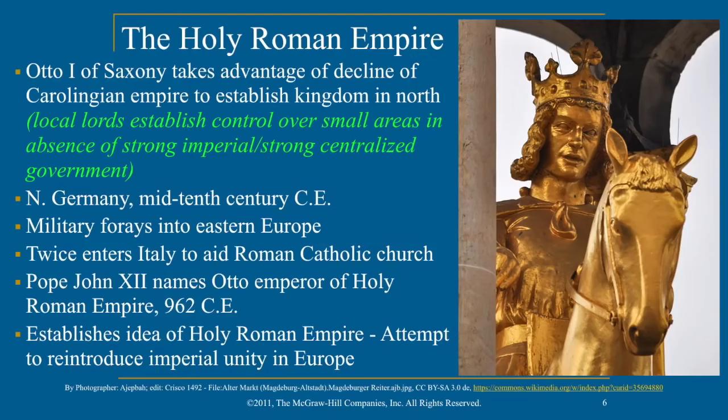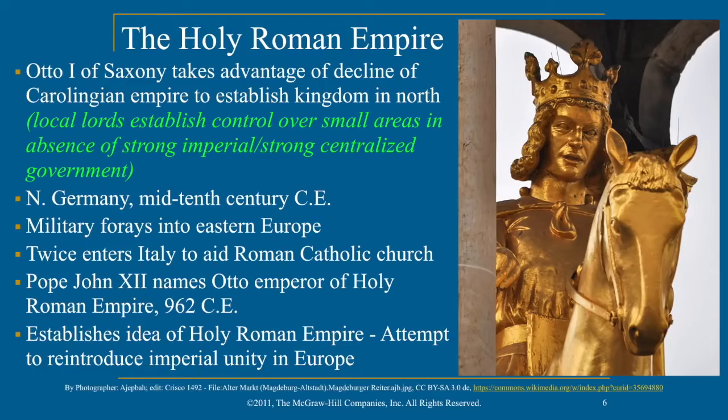Next, we'll have the Holy Roman Empire. Otto I of Saxony takes advantage of the decline of the Carolingian Empire to establish a kingdom in the north. We've talked about this idea before, that as strong centralized government falls apart, local lords establish control over small areas in the absence of those strong leaders. So Otto I sees the vacuum of strength in his local area, specifically northern Germany in the mid-10th century CE, and what he decides to do is to establish a larger regional kingdom for himself in that area.